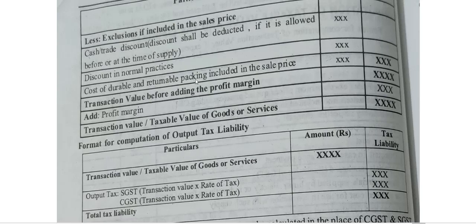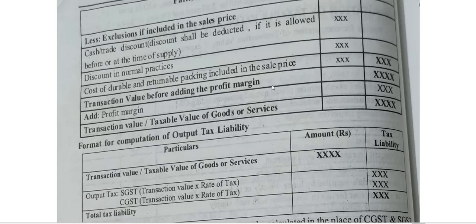Cost of durable and returnable packing. What happens is, if you send in a container or a package which you can get back, you will get back that container or that package. You can use that to transport or sell other goods also at a later date, isn't it? That's why if the selling price or the invoice includes the cost of durable and returnable packing, that also should be deducted. When you deduct all of it, you will get transaction value before adding profit margin.